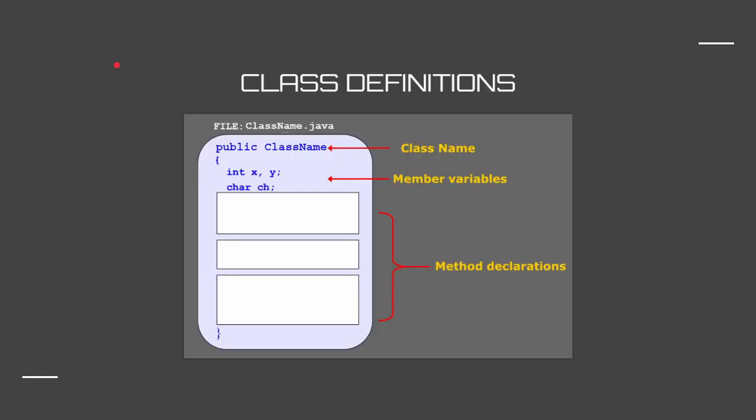Now, classes are essentially the blueprints of objects. If you think of an airplane object, the class that it's made in would be like the blueprint that was used to build the airplane. It just defines the variables and the methods that the object has.